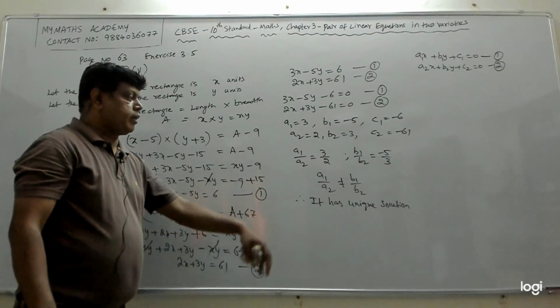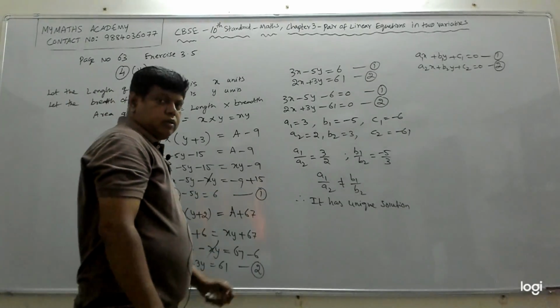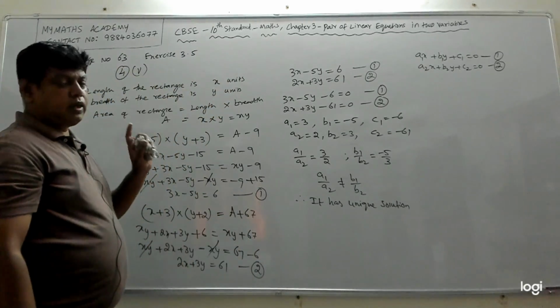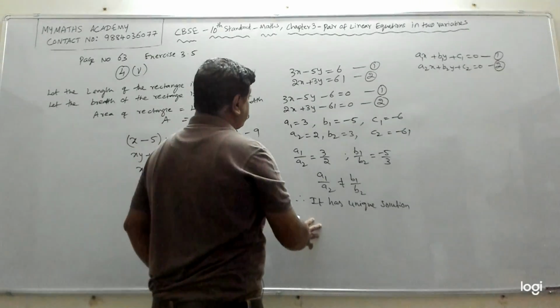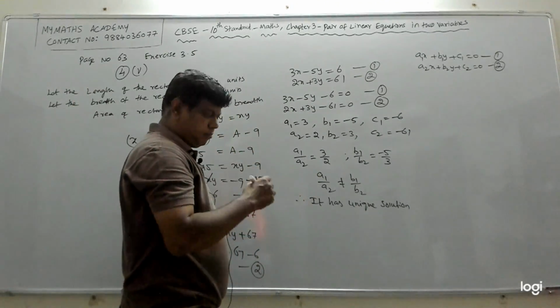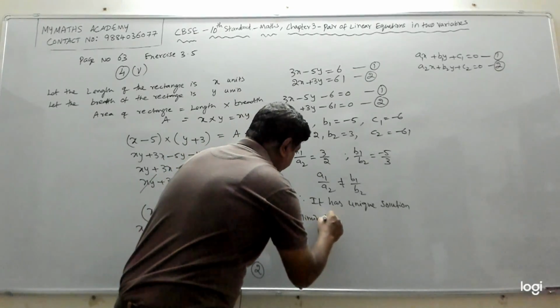Now we should solve them. We should solve and find the solution, which means we should find the value of x and y, because we need to find the length and the breadth of the rectangle. Now to solve this, we'll use the elimination method. Okay, we can use any method, so we'll solve by the elimination method.